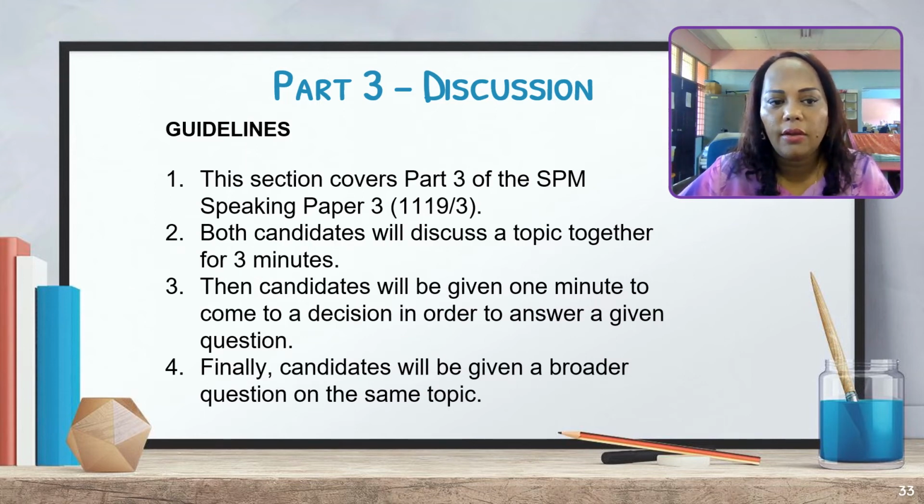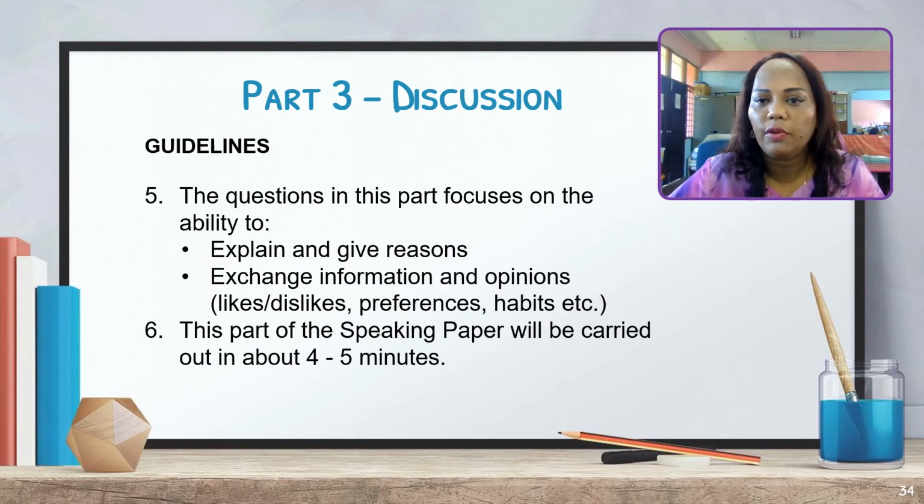And then you will also be asked questions which focuses on your ability to explain and give reasons. You are able to exchange information and opinions, your likes, your dislikes, your preferences, your habits. You must be able to justify. If you choose that point and you are elaborating on that point, you need to be able to expand on it, give reasons why that is your chosen point, and justify your answer. And this part of the speaking paper will be carried out in about 4 to 5 minutes.